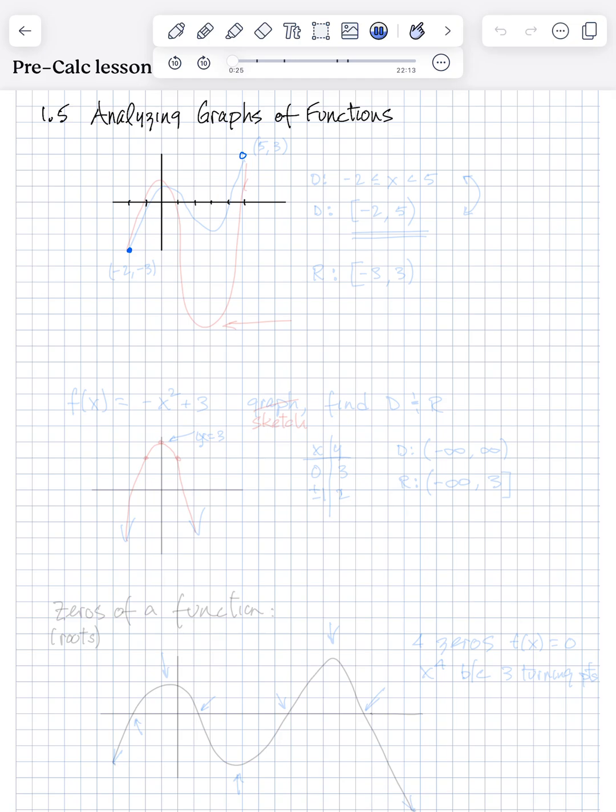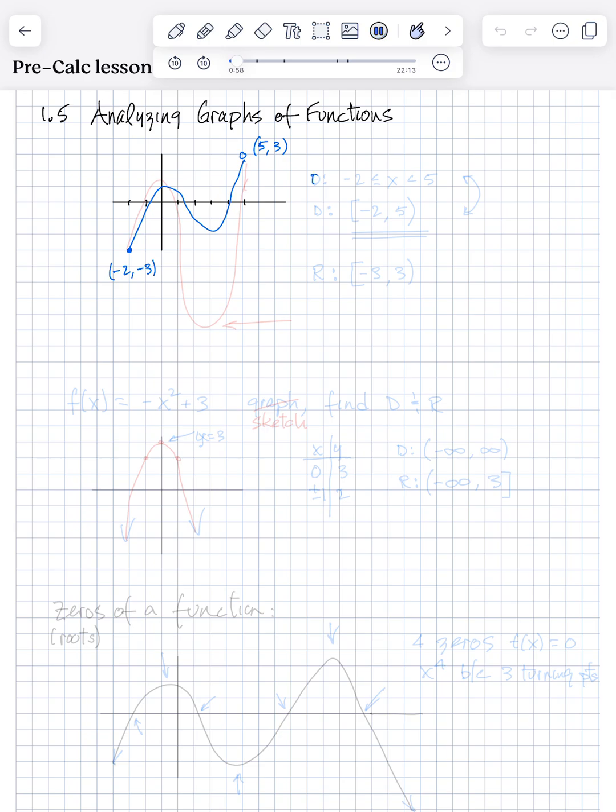Now we'll just sketch some kind of graph that goes in between these points. Kind of an ugly looking graph, but anyway, we'll keep it at that. So this point here, -2, -3, and 5, 3. We want to identify the domain and range of this function.